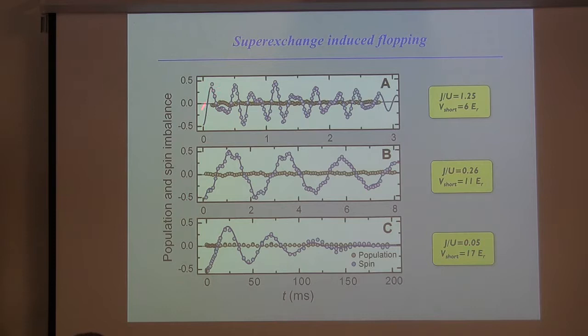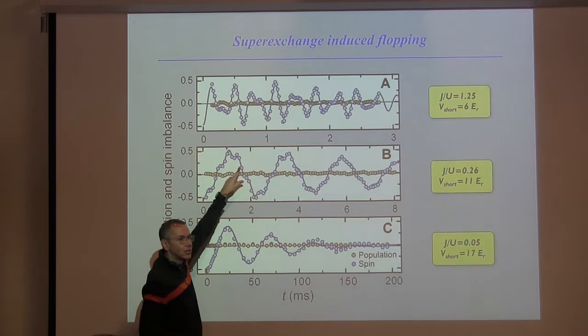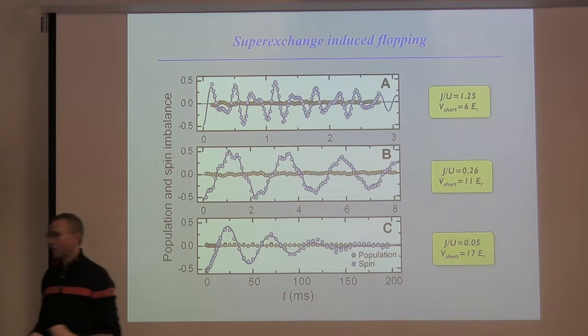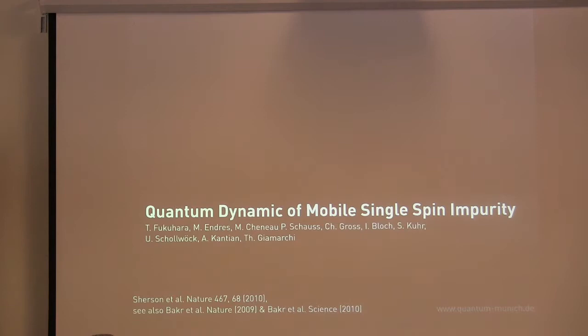As you make interactions stronger, you see that this fast dynamics of single particle tunneling gets more and more suppressed. You see how the amplitude gets very small of this fast oscillation on top of the slow one. So this is the residual single particle tunneling that you're suppressing more and more as you make interactions stronger and stronger. All right. Good. So let's move on to something that we did with TV actually.